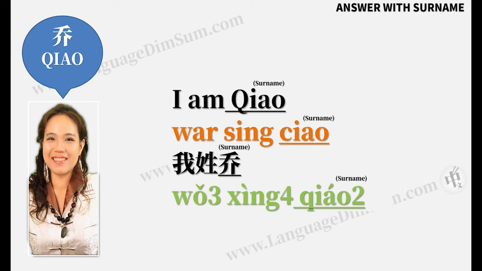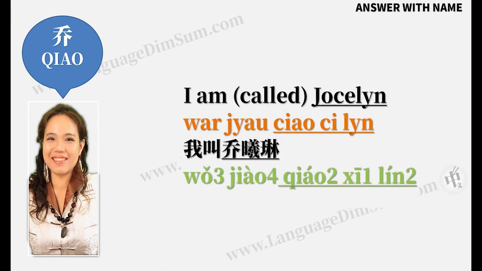我姓, your surname. 我姓乔, I am 乔. When you want to answer with your name, in this case, I am Jocelyn. 我叫乔西林. 我 is I, 叫 is called, 乔西林 is Jocelyn. You can replace the Jocelyn with your name.